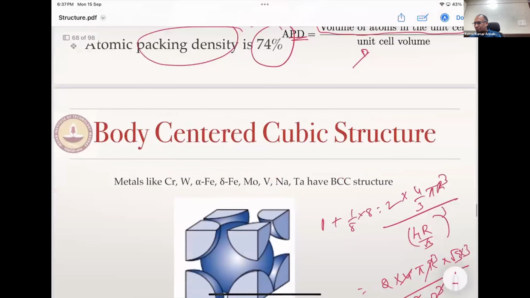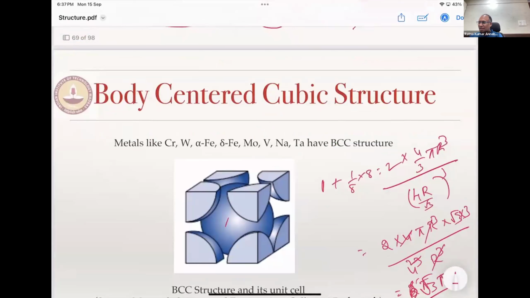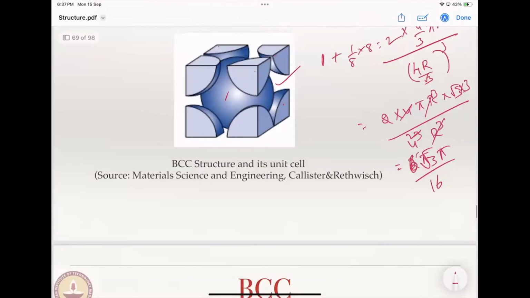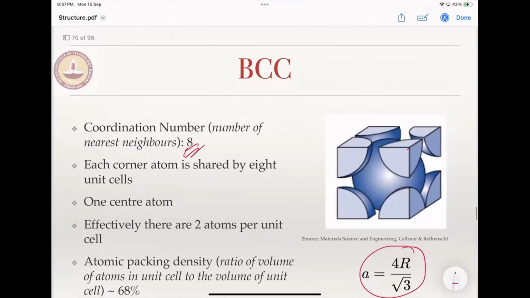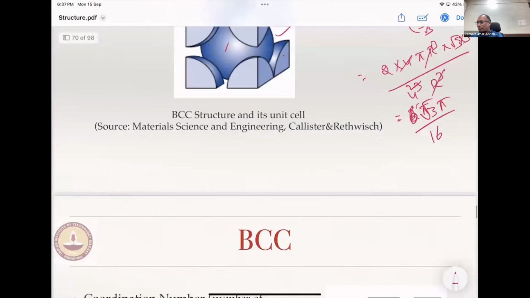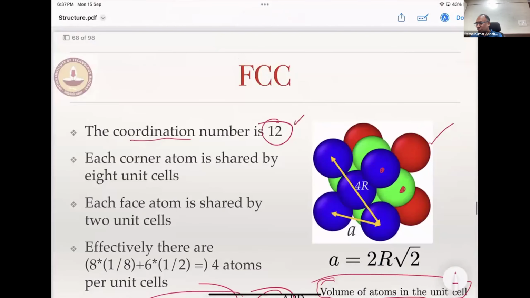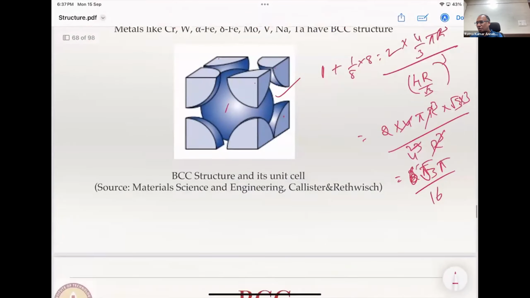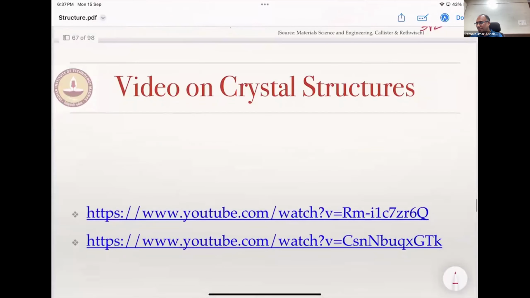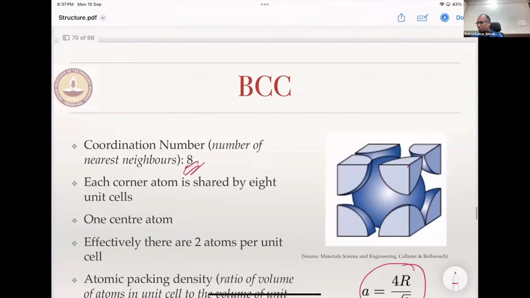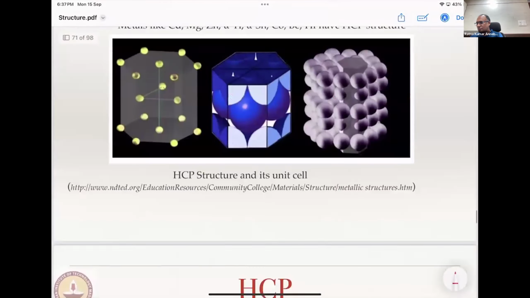For BCC, you can take the central atom. The central atom is touching all the corner points. How many corner atoms are there? 8 corner atoms. So its coordination number will be 8. For FCC, please verify yourself that it is 12. Go back and look at that video, and then it becomes very clear to you.